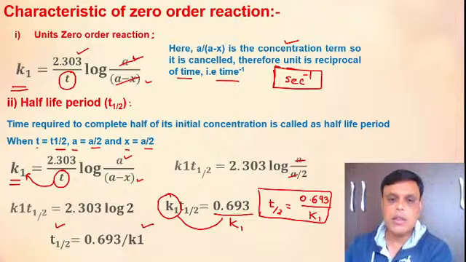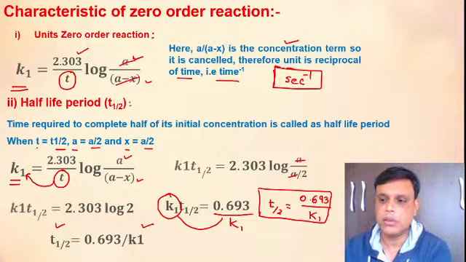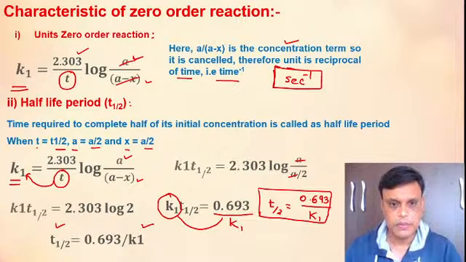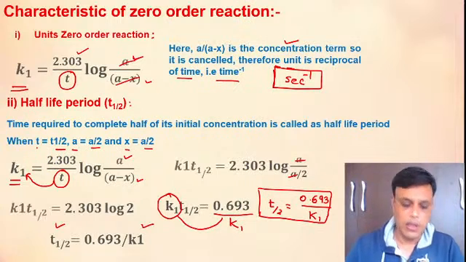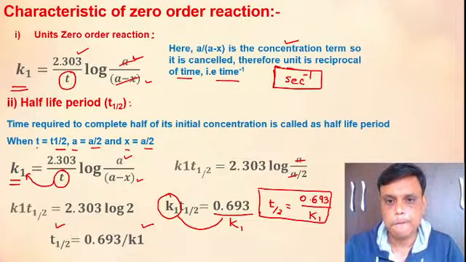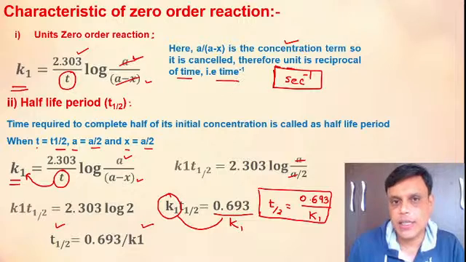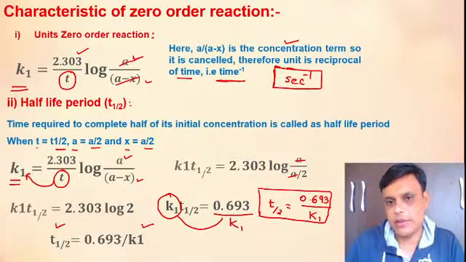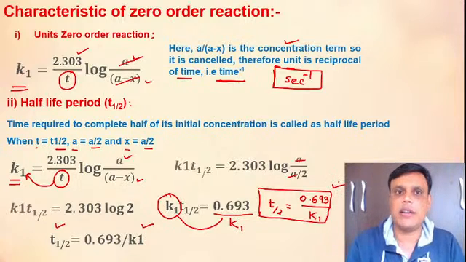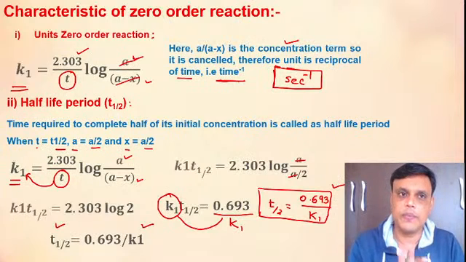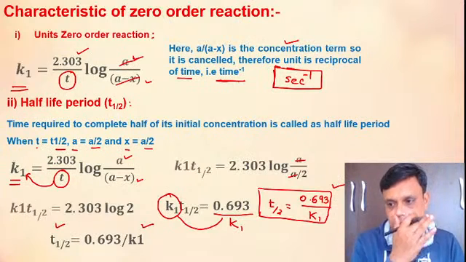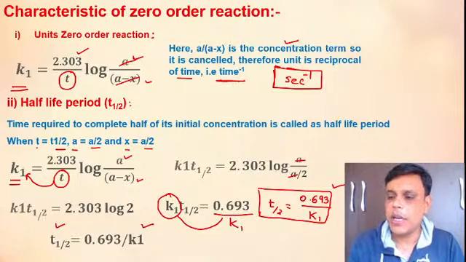Okay? Understood this? Yes or no? Have you understood this? Yes or no? Unit for first order reaction is per second, that is time inverse. Half life period is t half is equal to 0.693 divided by K1. Okay. Then, two characteristics we have seen, the units and half life period. Half life period, you know that it is the time which is required to complete half of its initial concentration. It is called the half life period for that reaction.